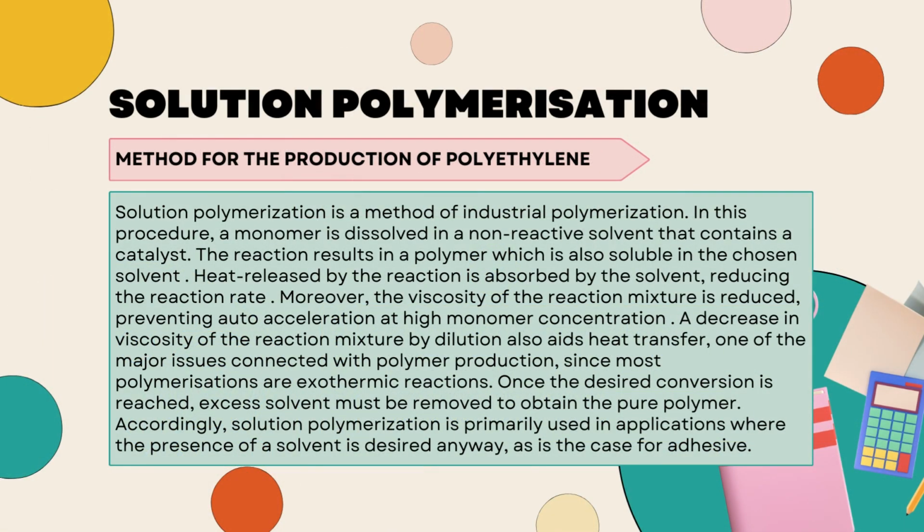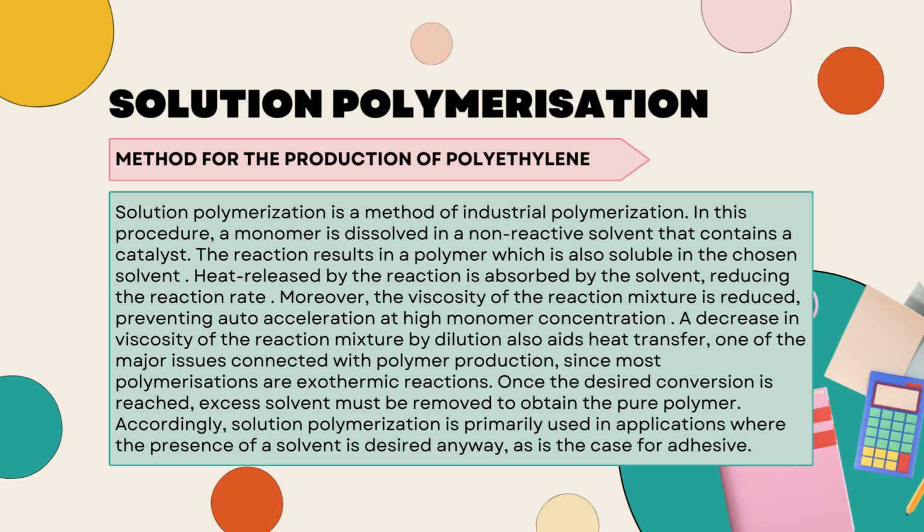So for solution polymerization, the method that we use for the production of polyethylene, in this procedure, a monomer is dissolved in a non-reactive solvent that contains a catalyst. Then the reaction results in polymer, which is also soluble in the chosen solvent. Heat released by the reaction is absorbed by the solvent, thereby reducing the reaction rate. Moreover, the viscosity of the reaction mixture is reduced, preventing auto-acceleration at high monomer concentration. A decrease in viscosity of the reaction mixture by dilution also aids heat transfer.